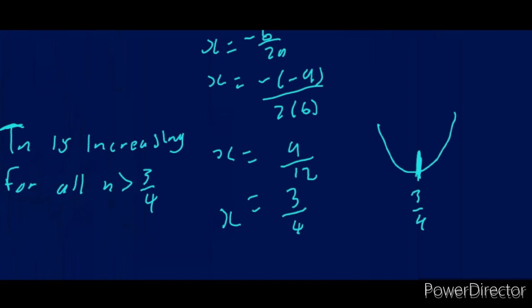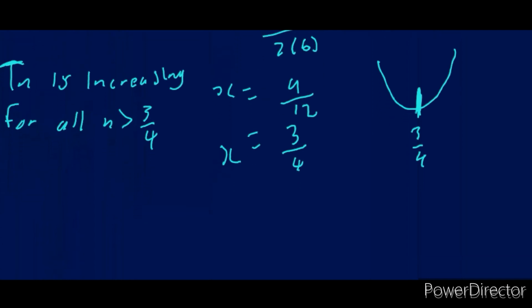So this is not the only way to write it. You can even say Tn is increasing when n is greater than 3 over 4. We also tell them that n, the term number, always starts from 1 and above.